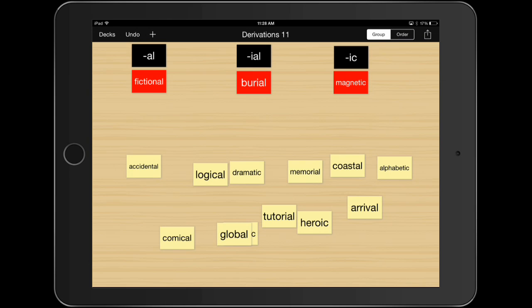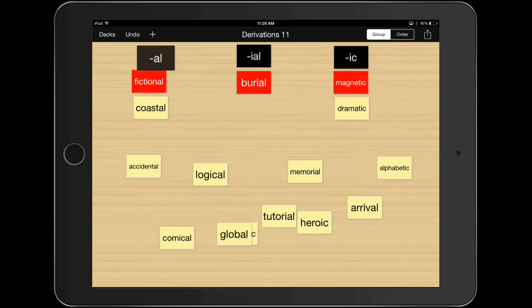So go ahead and sort all of your words, paying attention to the suffix and figuring out where they go. Dramatic, coastal. Think about not only sorting the words properly under the proper suffix, which is the easy part, but also thinking about, are there spelling changes, such as with memorial and burial? So think about the base word. The base word for memorial is memory. So memorial, what does a memorial have to do with a memory?